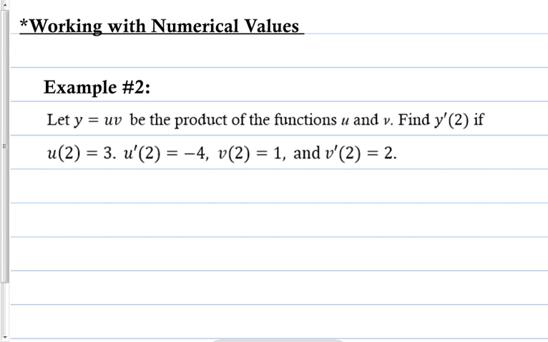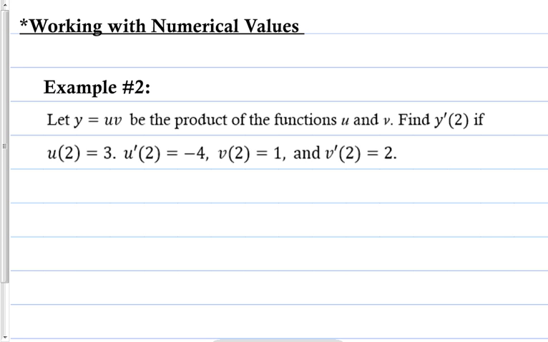Okay. Example 2, working with numerical values is really not that difficult, but you have to understand that I don't have any equations in this problem. Example 2, let y equal u times v. So y is a function where u and v are being multiplied. Be the product of the functions u and v. Okay. Find y prime of 2. That means I'm going to find the derivative, and I'm going to plug in 2.